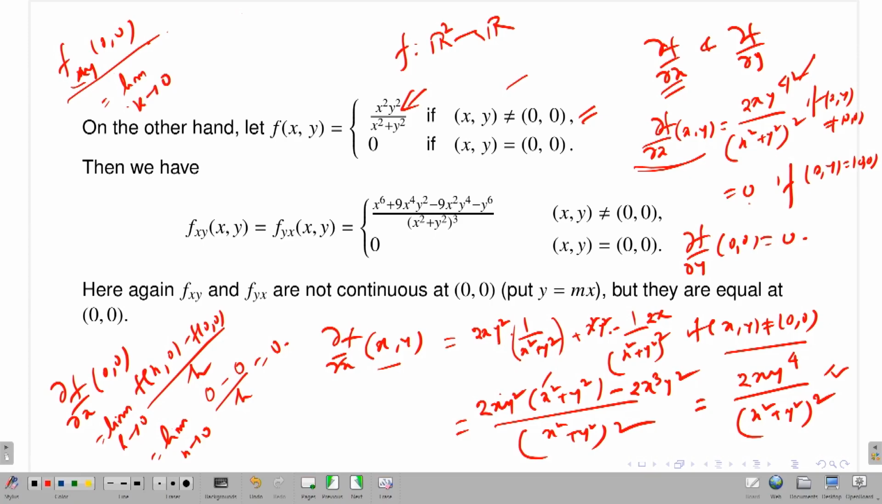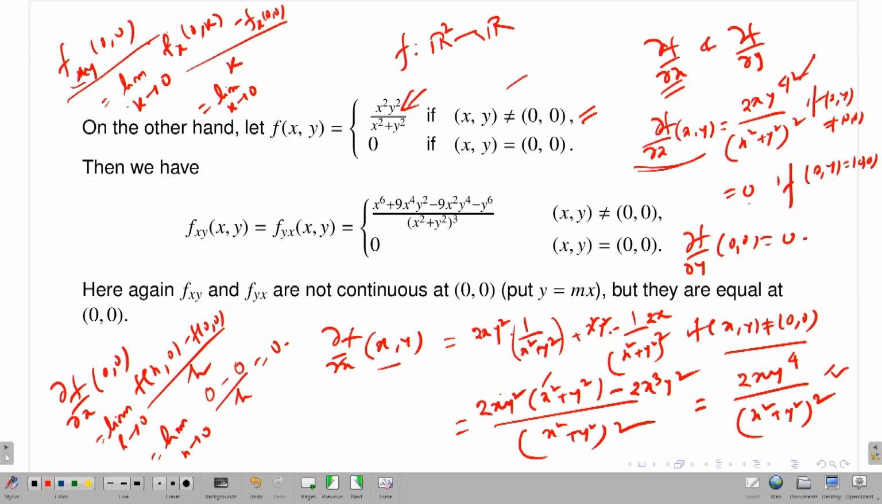Now I am talking about the partial derivative of fx with respect to the y variable. That means this is the limit as k approaches 0 of f_x(0, k) minus f_x(0, 0), divided by k. And what is this? Limit as k approaches 0.